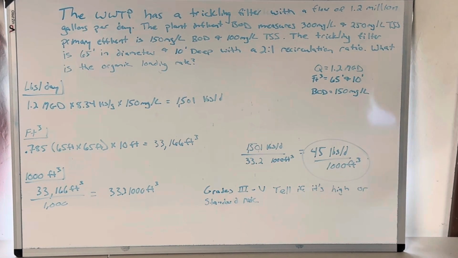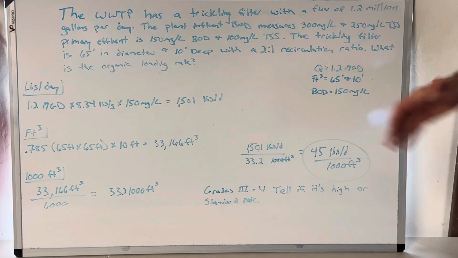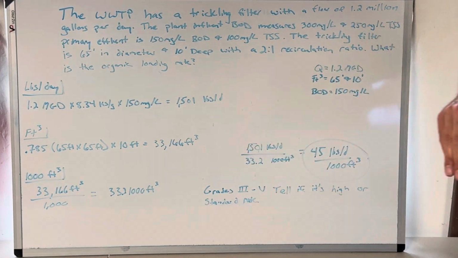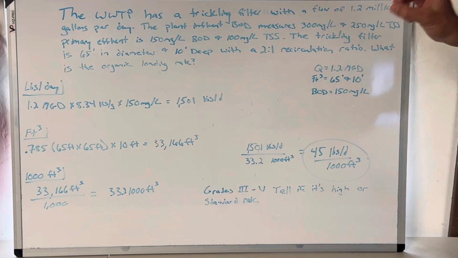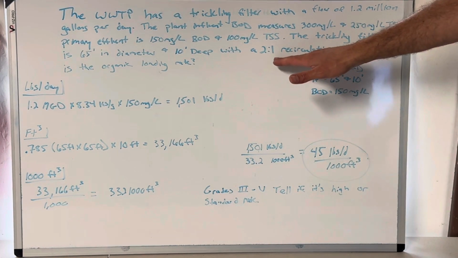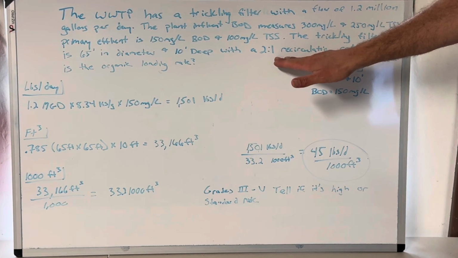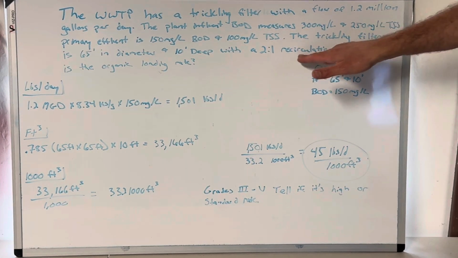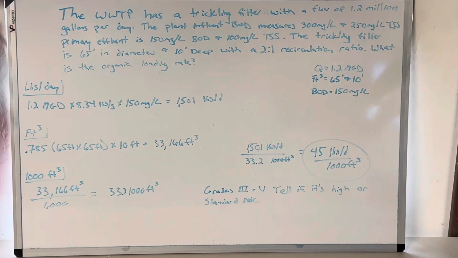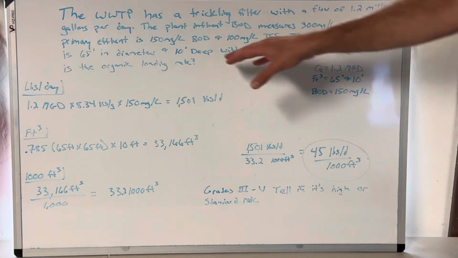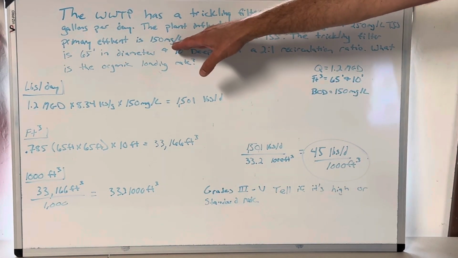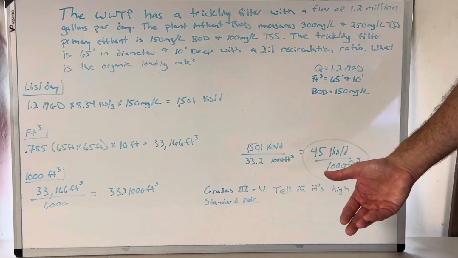So organic loading to a trickling filter is pounds per day per 1,000 cubic feet. That's what you're looking for. Now, something to be aware of, and how this differs from hydraulic loading, is that organic loading does not include the recirculation. This is a smoke screen. 2-to-1 recirculation ratio? Nope. The organics have already been counted. The 150 milligrams per liter has already been counted in the primary effluent.